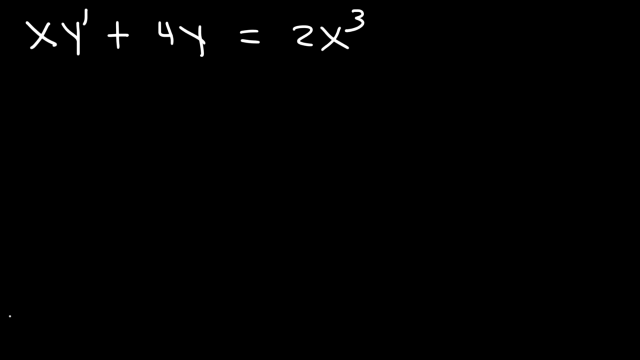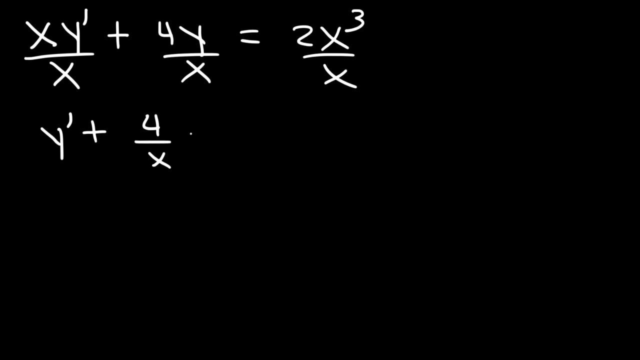Now let's work on another problem. x y prime plus 4y is equal to 2x cubed. So go ahead and find the solution to this differential equation. Now we need to put it in standard form. There should be nothing but a 1 in front of y prime. So we're going to have to divide everything by x to put it in standard form. So we're going to have y prime plus 4 over x times y, and that's equal to 2x squared. Now it's in standard form.